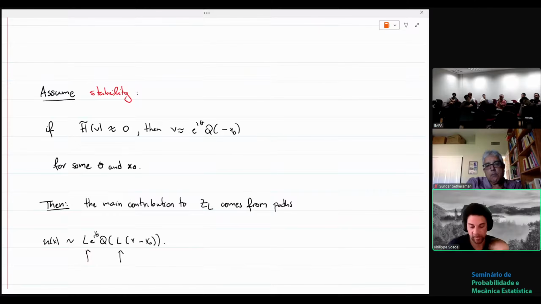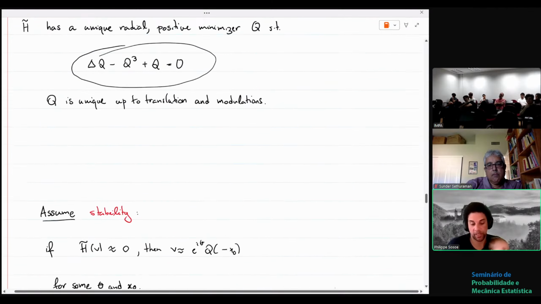He uses no fancy stability results for Sobolev inequalities. Everything is just done by hand. It's very beautiful. But basically what he's showing is this. He's showing that the typical path when L is large has to be very close to a rescaling of Q, this ground state.